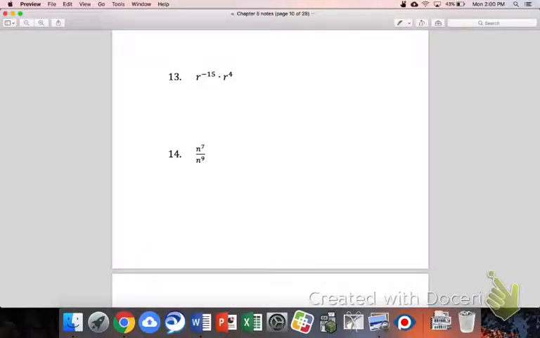Keep in mind that when you do that, you always subtract top minus bottom. So n to the 7 minus 9, that would be n to the negative 2. And since n has a negative exponent, it gets flipped to the denominator. It becomes 1 over n squared. Okay, any questions?